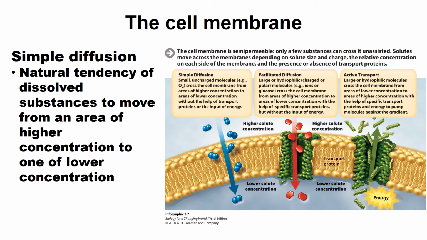Now, because of the very special properties of the phospholipid, certain things can go inside the cell, and certain other things are actually kept outside the cell. Now, simple diffusion is the movement of very small uncharged particles that can just basically go through the plasma membrane. And so those molecules go from an area where there's lots of them to an area where there's less of them. So essentially, they're going with gravity.